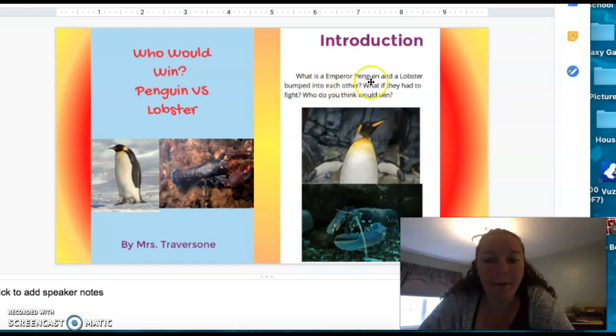What is an emperor penguin and a lobster? What if an emperor penguin and a lobster bumped into each other? What if they had to fight? Who do you think would win?